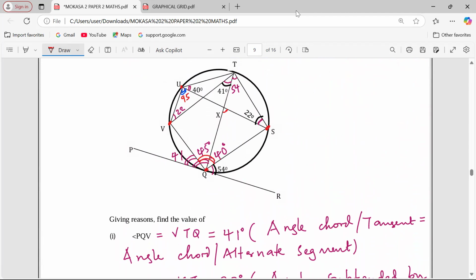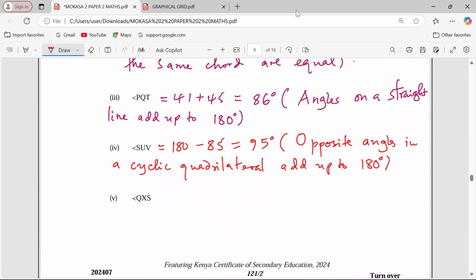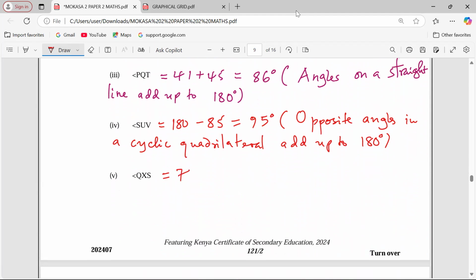QXS, you know, with 54 and 22, we can get the angle at this point. We take 180. I'm using angles in a triangle. And I subtract 54 and 22. This gives me 104. If that is 104, then along the straight line, I should be able to take 180 and I subtract 104. This is 76. So it's going to be 76 degrees. This is angles on a straight line.